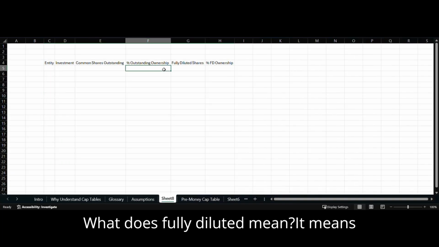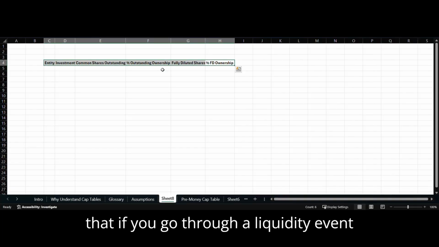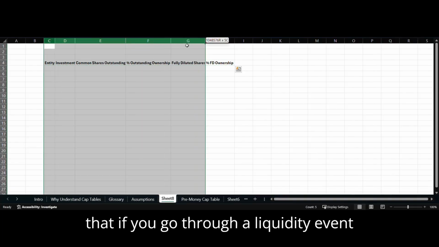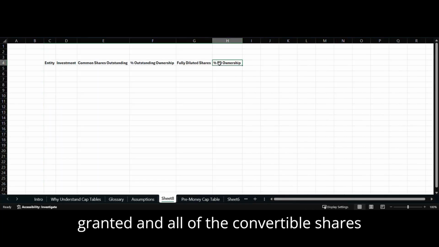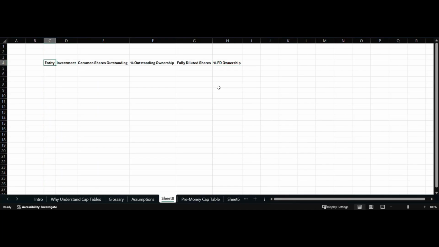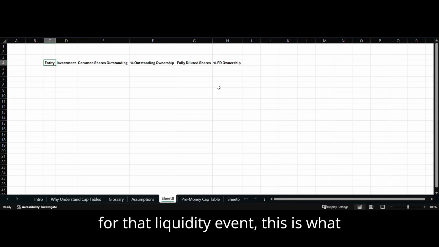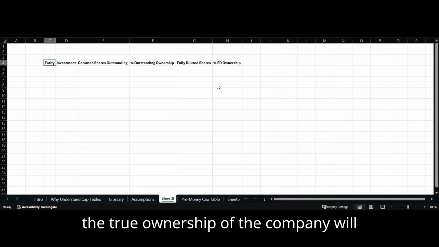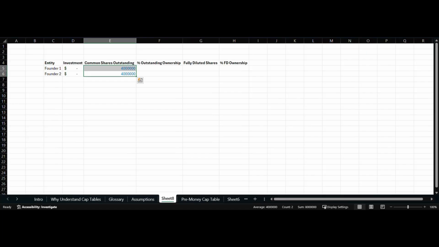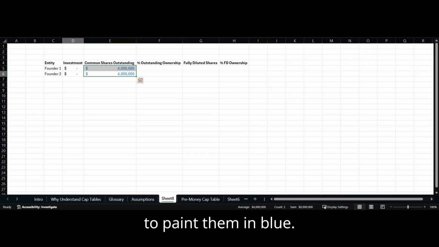What does fully diluted mean? It means that if you go through a liquidity event and you assume that all the options are granted and all of the convertible shares are converted for that liquidity event, this is what the true ownership of the company will look like. Because these are hard-coded numbers, I'm going to paint them in blue.